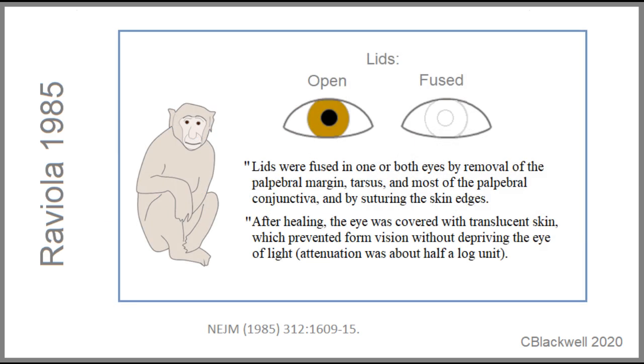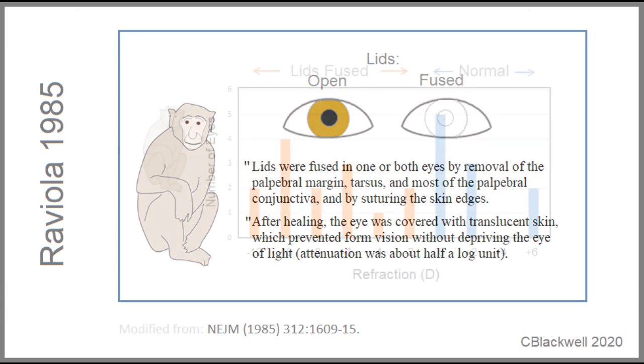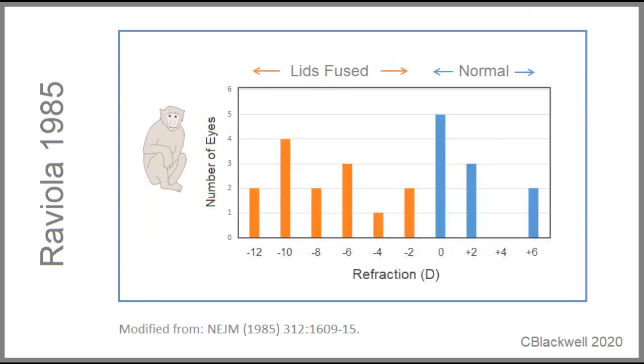In the first experiment, they fused one eyelid in such a way as to leave a translucent layer of lid skin, allowing light to enter the eye, but not form vision. The other eye was left open as a control. After 1 year, they did measurements on both the open and fused eyes. In terms of refraction, the eyes with the lid fusion became more myopic, as we have seen in other deprivation models. The open, normal eyes tended to be hyperopic.